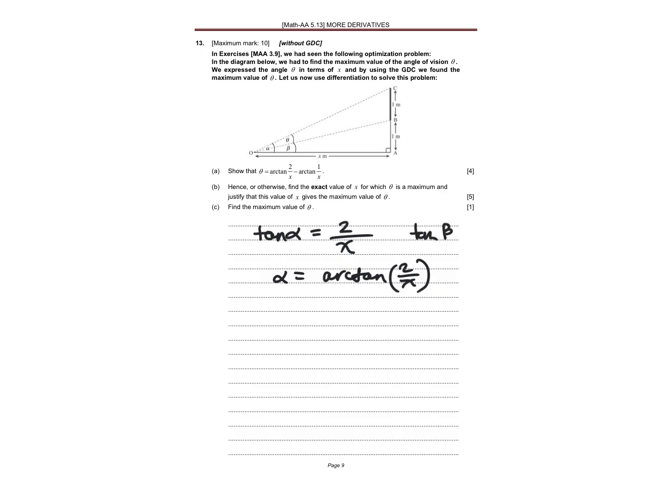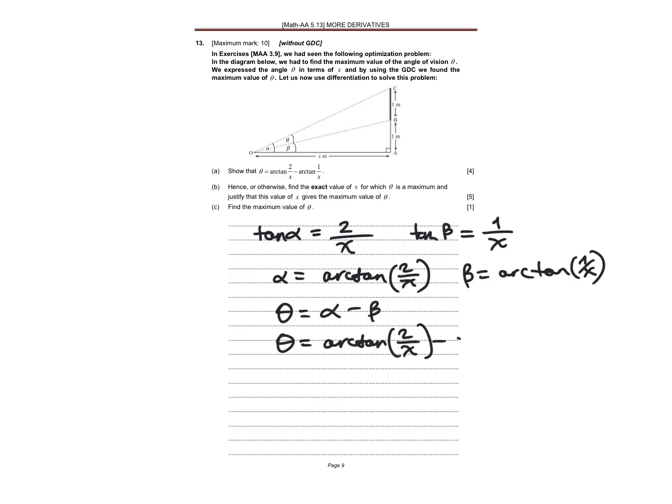tangent beta equals 1 over x, opposite over adjacent. So arctan 1 over x equals beta. So we know that theta is alpha minus beta. So we've got arctan 2 over x, minus arctan 1 over x. Hence or otherwise find the exact value of x for which theta is a max and justify.